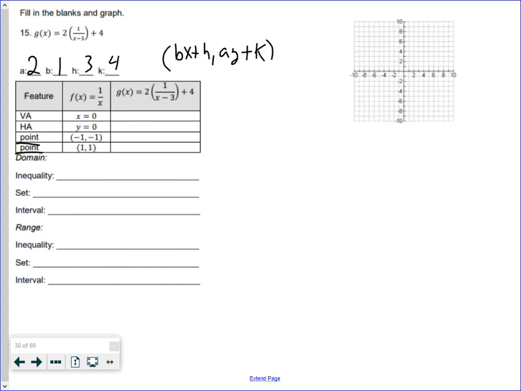So our vertical asymptote always happens when x equals h. So in this case, it's x equals 3. Our horizontal asymptote is y equals k.